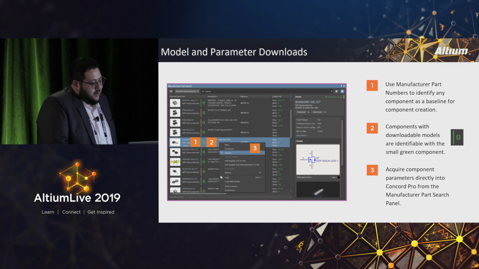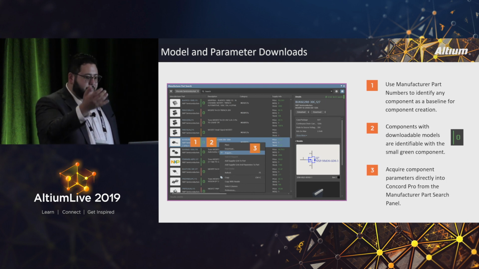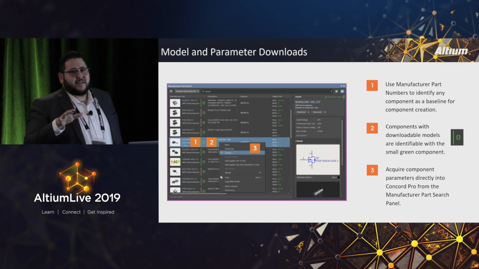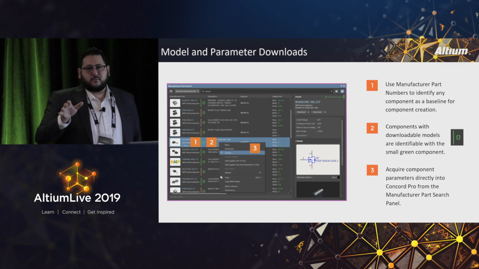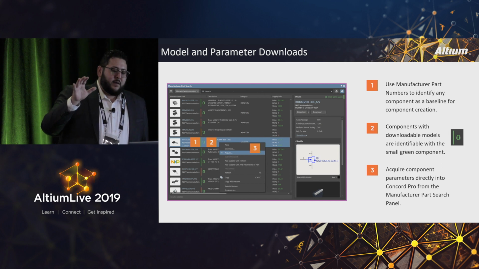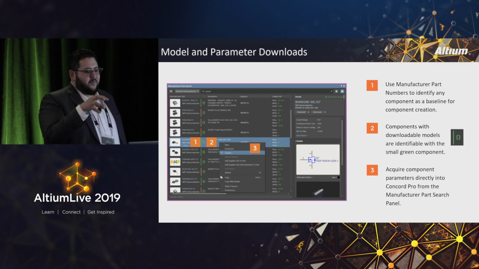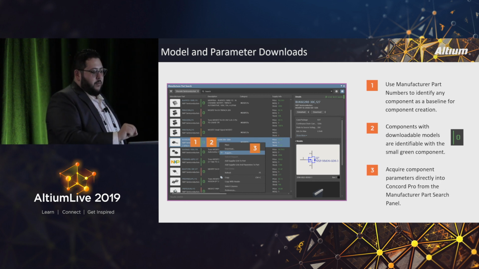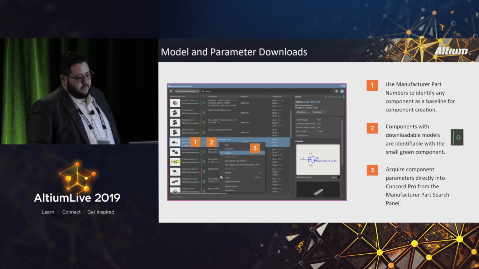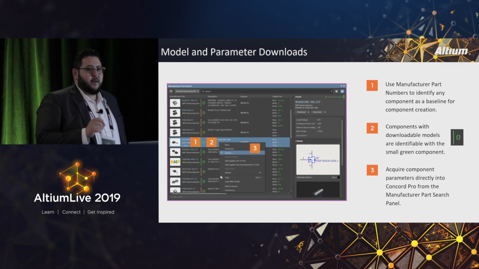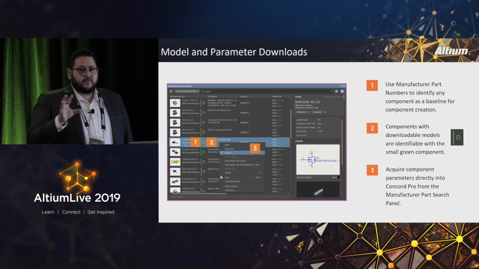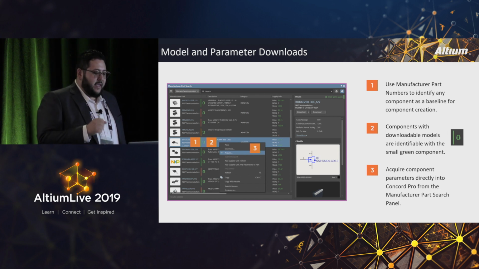So we have the model and parameter downloads. With the manufacturer part search panel, you're actually able to. Has anyone used the content vault before? Yeah. So this is the best way to access the content vault now, the manufacturer part search panel. All of that information has been put in here directly. All of the models that have this little green icon right here are those old content vault components. They have all of the model information, and you could download those.